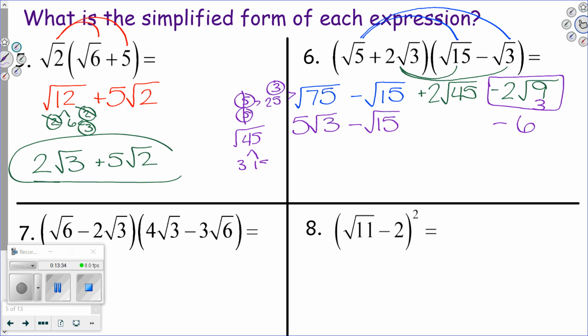3 and 15. Are there pairs? Yep, we got a pair of 3s, so a 3 comes out. There's a 2 out there, so it makes that 6. And then I had a leftover 5. So 5 radical 3 minus radical 15 plus 6 radical 5 minus 6. Any like terms I can put together? No. So my answer is that ugly, long thing. It's as simplified as it gets.